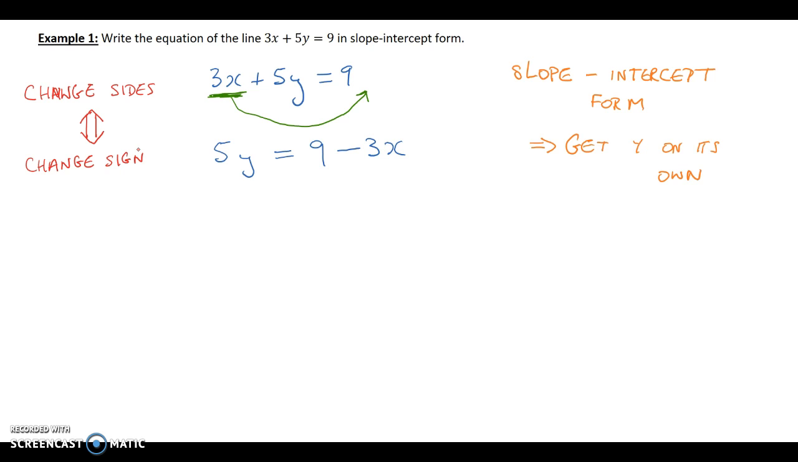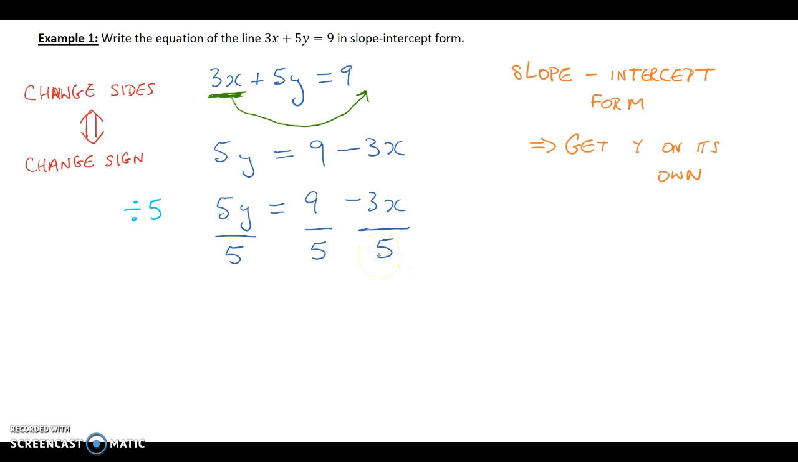Okay, the last thing to do at this point is just to divide both sides by whatever is in front of your y. So we're going to divide both sides here by whatever's in front of our y. That's 5. Okay, and then finish it off. 5y equals 9 minus 3x, and we're going to divide individually by 5. So we're going to divide this piece by 5, this piece by 5, and this piece by 5.